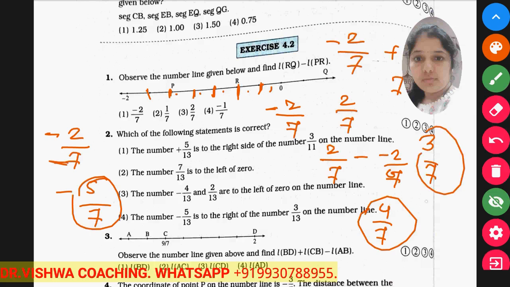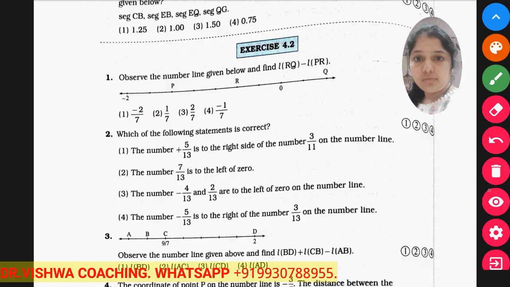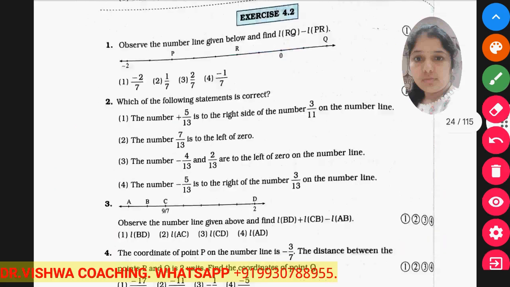Okay. Now we got the two distances, 4 by 7 and 3 by 7, and if we subtract 4 by 7 minus 3 by 7, we will get the answer as 1 by 7. So option number 2 is the correct option. Okay. So option number 2 is the correct option.